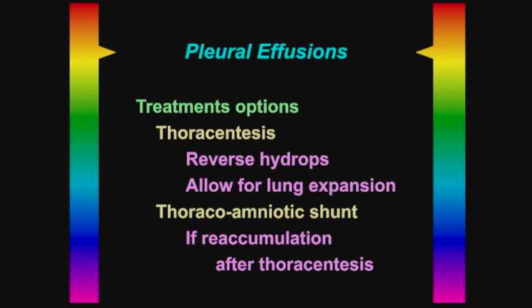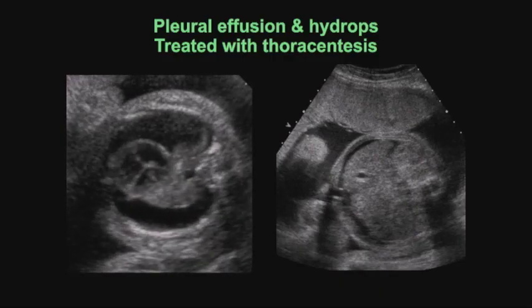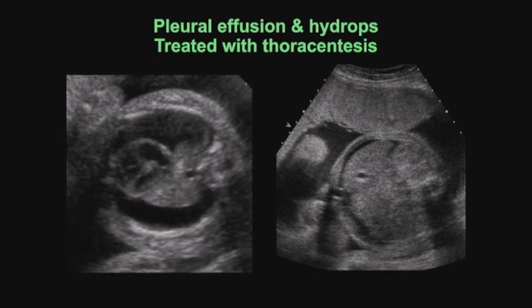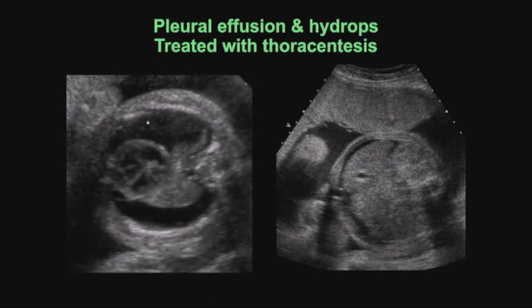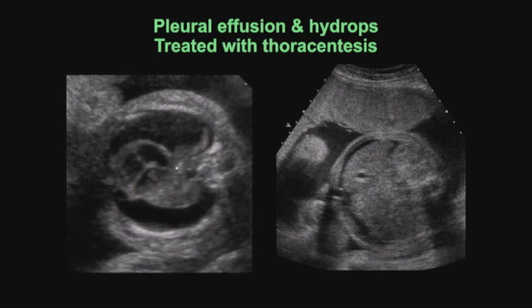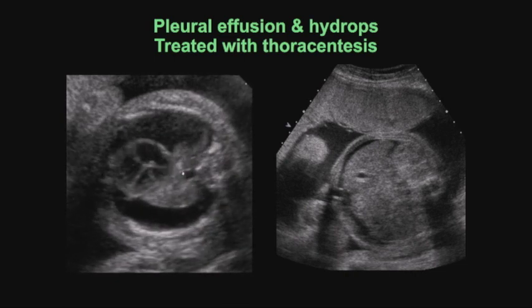If the fluid reaccumulates, we can also do a thoraco-amniotic shunt to allow for continued drainage of the fluid during pregnancy. So here we have a fetus who has bilateral pleural effusions that ultimately became hydrops. You can see very large pleural effusions on the right side and the left side. The lungs are collapsed into the mediastinum.